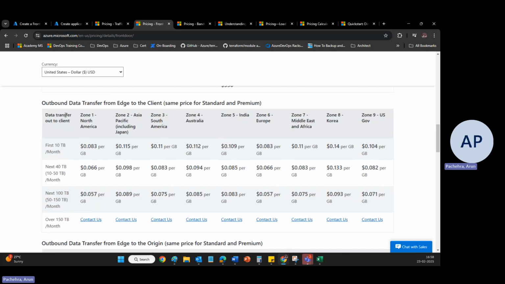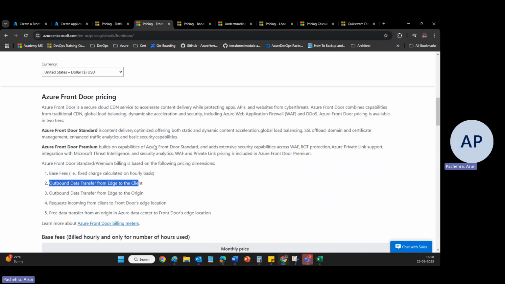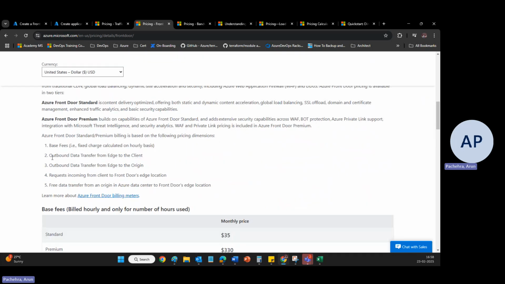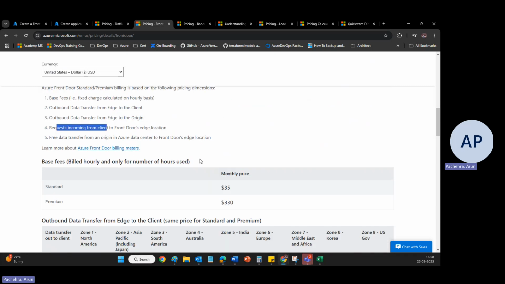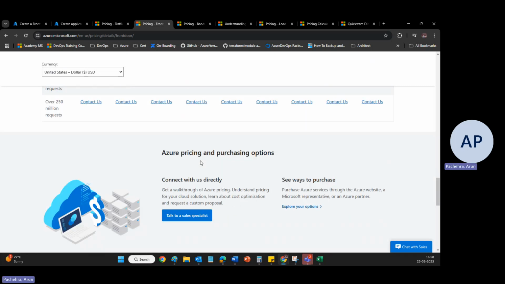So base price and outbound. There are basically 5 points that you need to consider: outbound data transfer from edge, outbound data transfer edge to origin, edge to client, incoming requests, and base fee. So that's how these things are calculated.